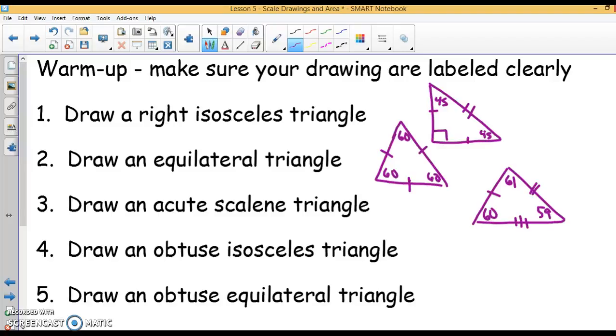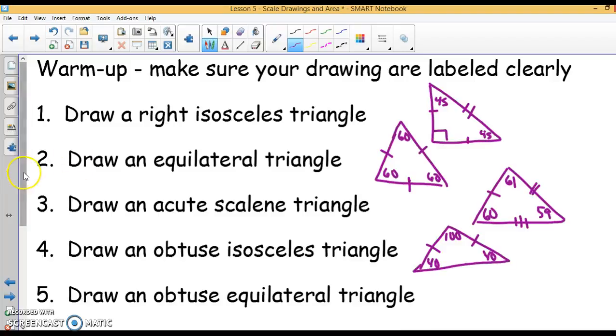Obtuse isosceles. All right, so obtuse isosceles. I'm going to make this 100. I'm picking an angle that is more than 90, and I need to label it. Isosceles means it has 2 equal sides. Well, if it's got 2 equal sides, it's also going to have 2 equal angles. So if this is 100, both these two together have to be 80. So this is going to be 40 and 40. And make sure your equal angles are across from your equal sides.